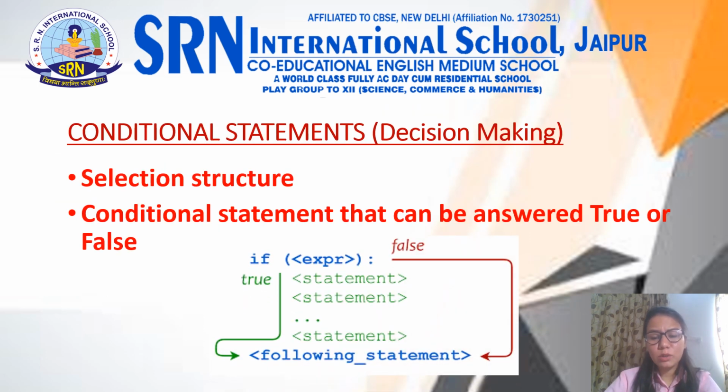Conditional statement is also known as decision-making statement. The basic decision-making statement in computer is selection structure. The decision is described to a computer as a conditional statement that can be answered true or false. If this expression is true, the following statement will be executed. Otherwise, if this expression is false, the other statement will be executed.